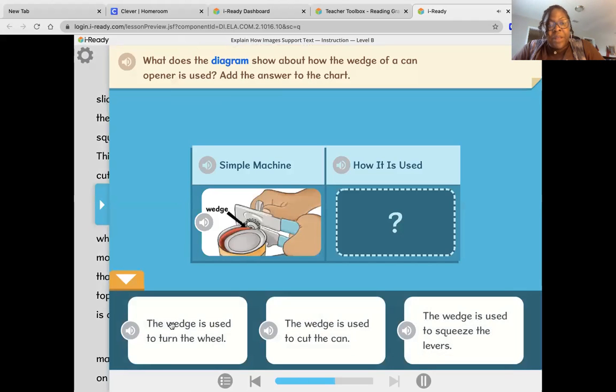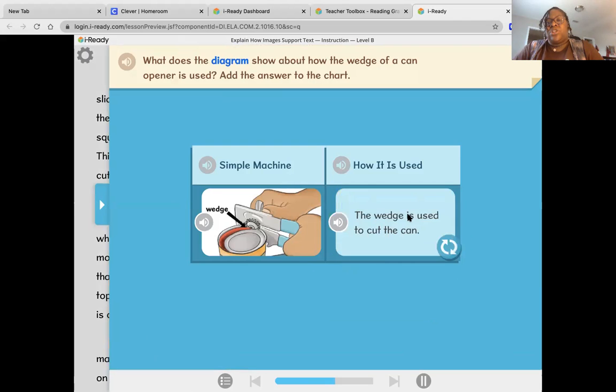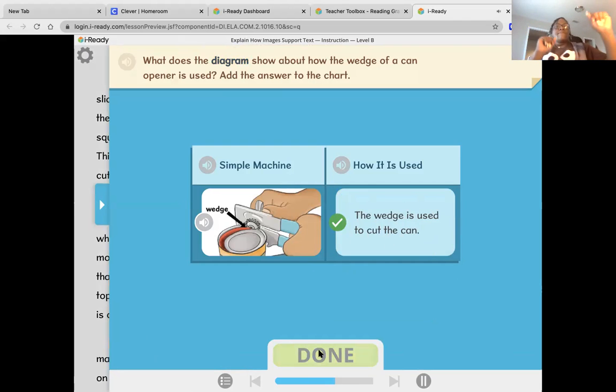So let's see. The wedge is used to turn the wheel. No, we know wedge is something that cuts, right? The wedge is used to cut the can. That is a really good answer. Let's make sure it's the best answer. The wedge is used to squeeze the levers. Nope, this is our best answer. Yes! Nice thinking.